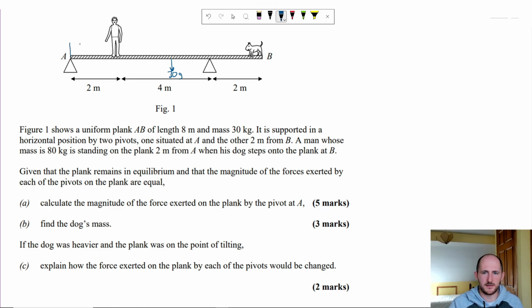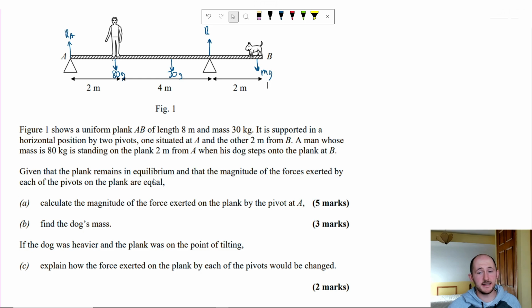So again, that means we have 2 reaction forces, RA, and I'm just going to call this R. That might bite me in the butt in a second. But they give us all the distances, all the lengths, which is very nice. A man whose mass is 80 kilos, so that means his weight is 80 G, is standing on the plank 2 meters from A when his dog steps on the plank here. We do not seem to know the mass of the dog, so I'm going to call it mg.